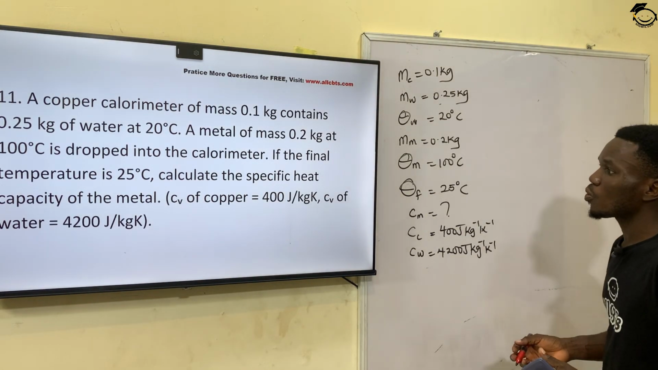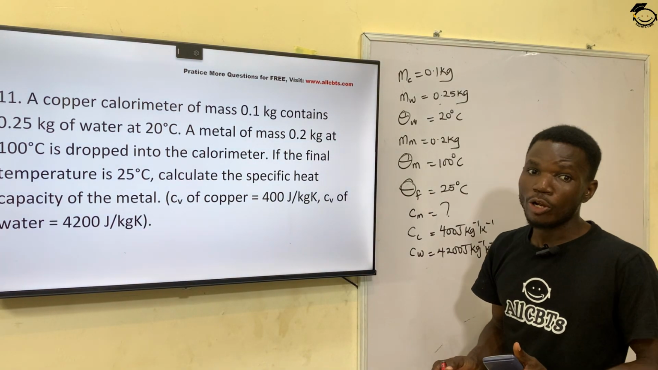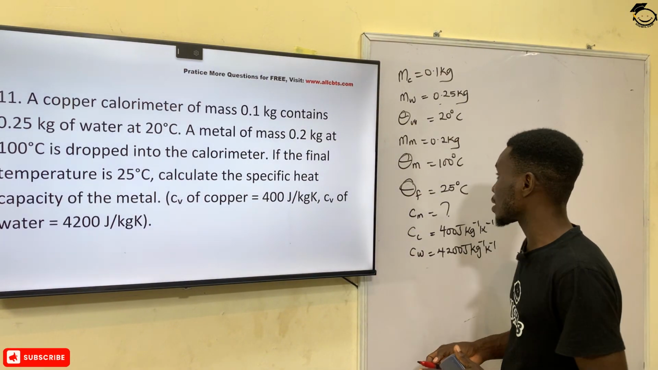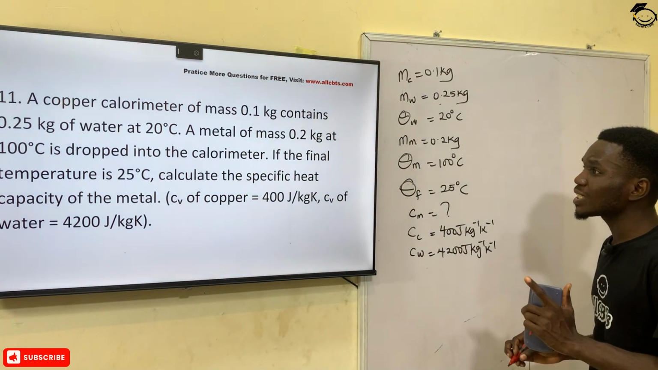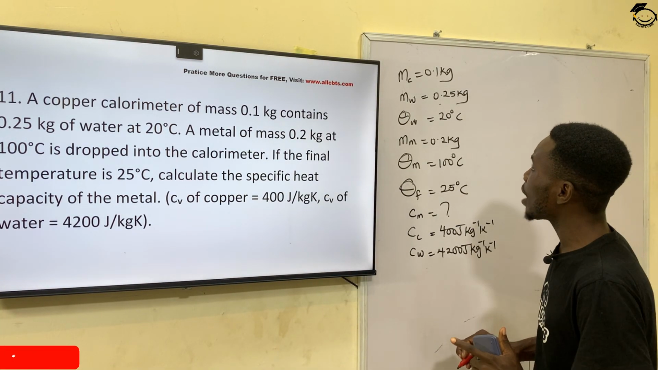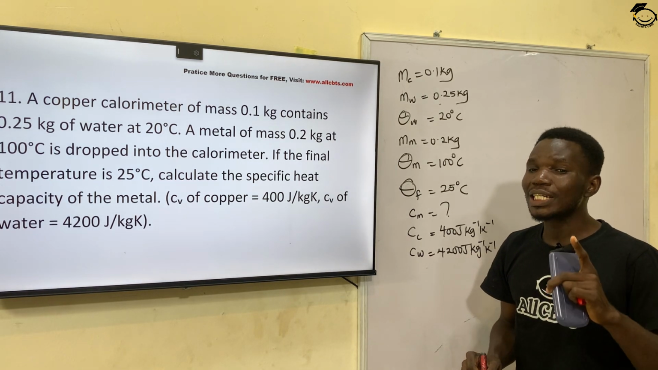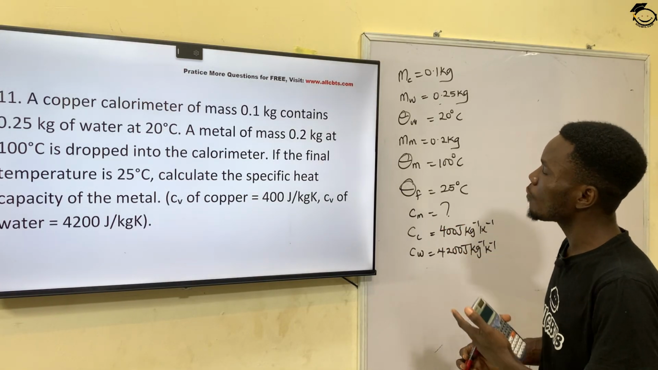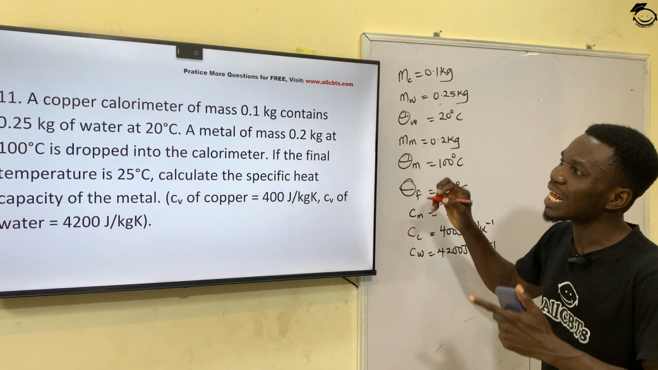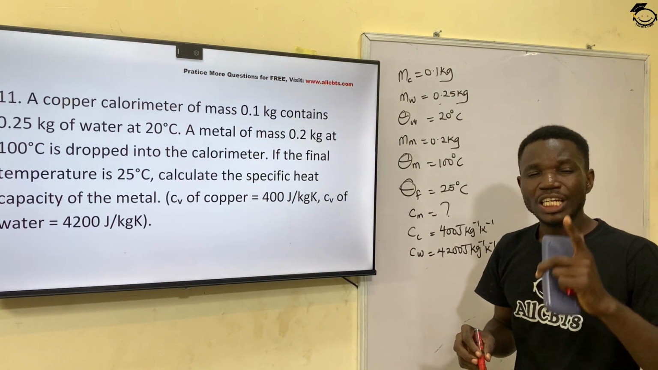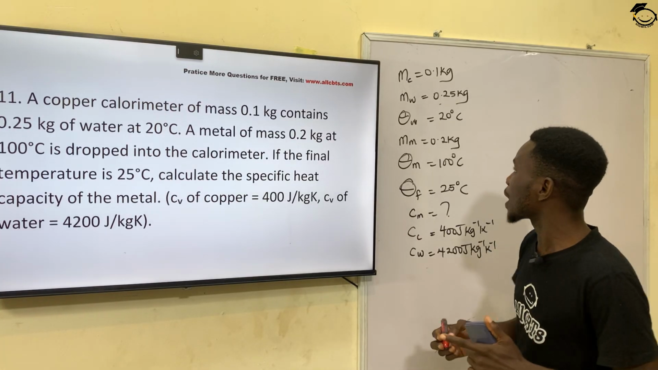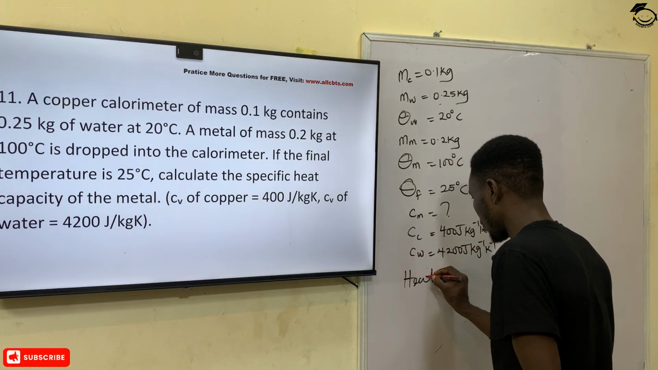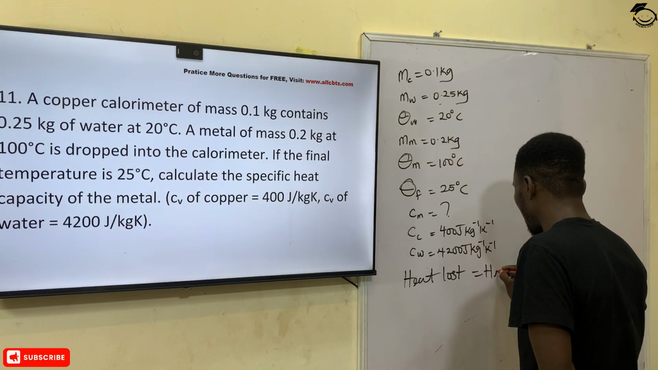Now, looking at the parameters, you know that this question is based on the law of calorimetry, which says that the heat lost by a substance must be equal to the heat gained by another substance. The water was initially inside the calorimeter, which means that both the water and the calorimeter will be gaining heat because they have a lower temperature compared to the metal. Because both of them are together, the temperature of the water, which was 20 degrees Celsius, is also the temperature of the calorimeter. So to solve this question, from the law of calorimetry, the heat lost must be equal to the heat gained.